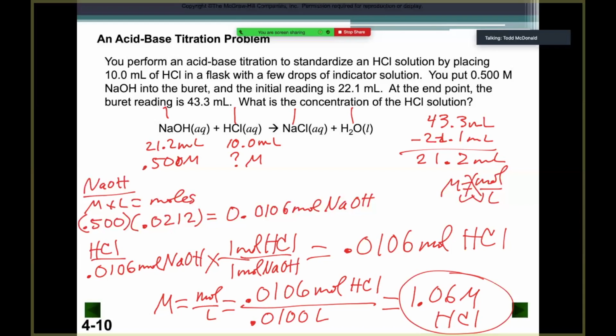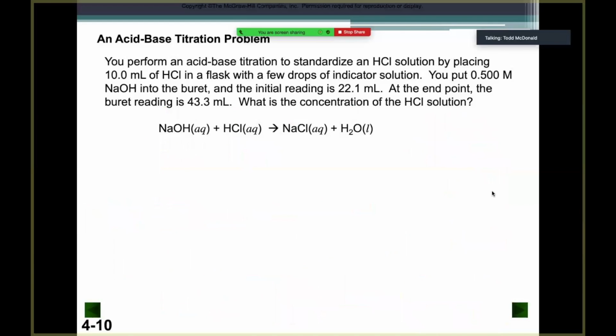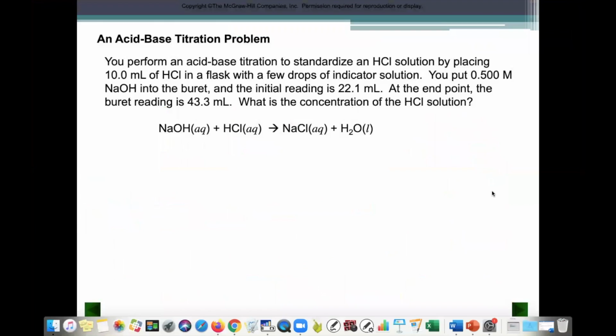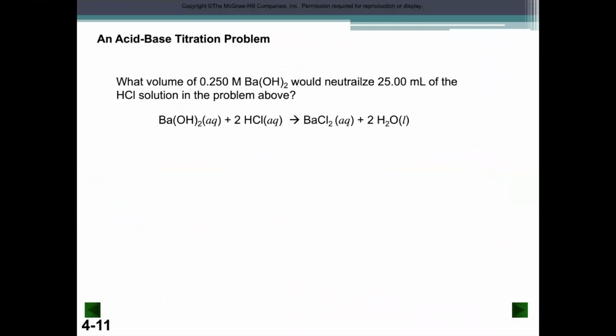Okay. Now, we're going to move on. We're going to do a second problem on the next slide. So let me clear this. We're going to do one more. Here is our next titration problem.